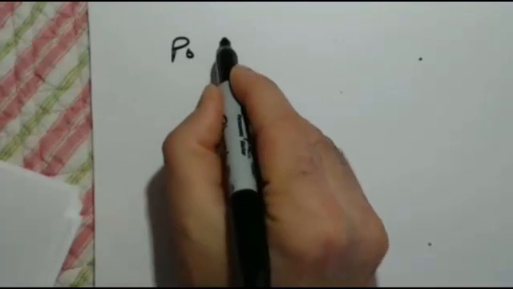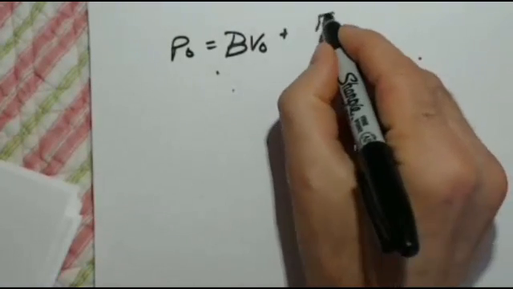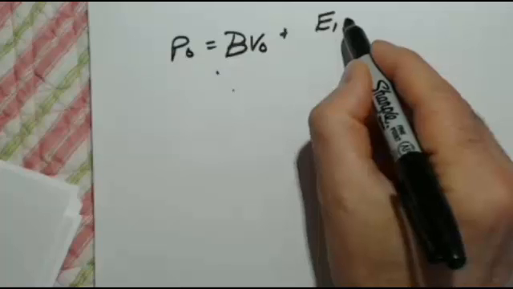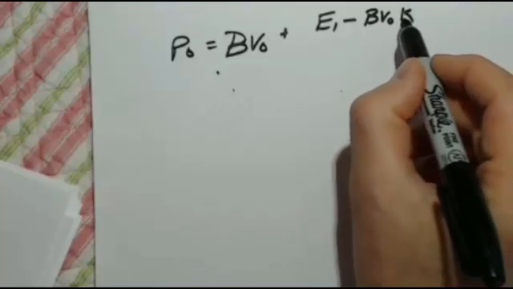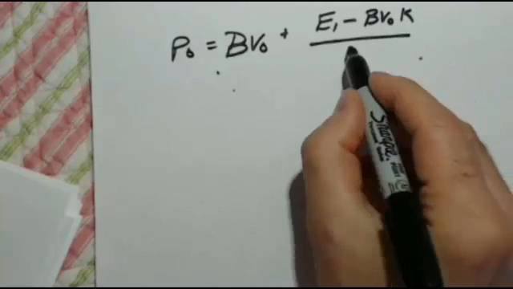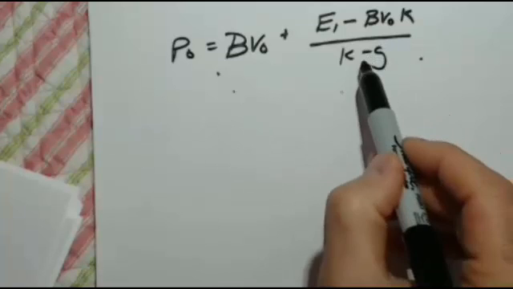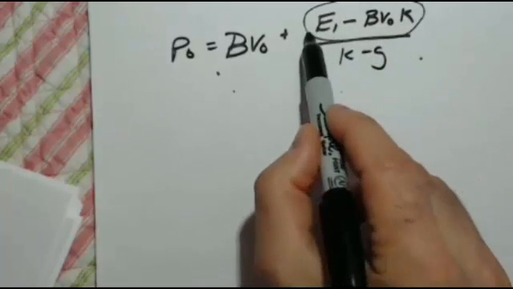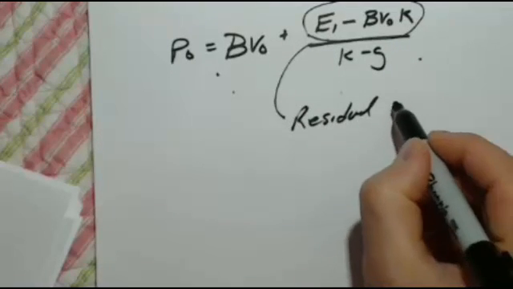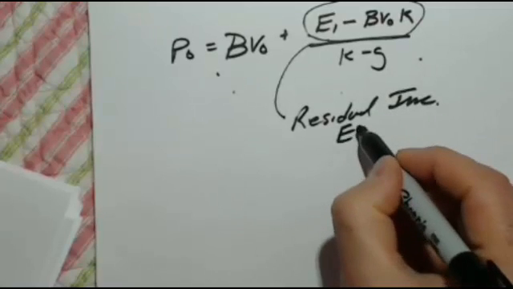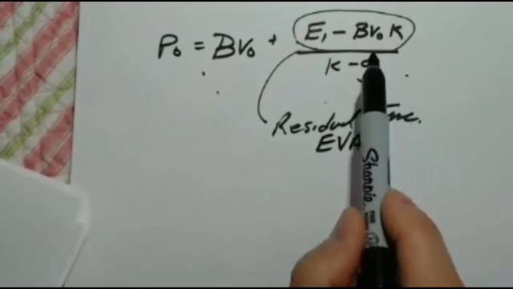So I got price equals assets in place that never grow, plus my earnings per share next period, minus what my shareholders require given the risk, this component, in terms of earnings, divided by K minus G. As soon as you see the K minus G, that means we're looking at a constant growth forever of this term. This term right here is called residual income, or sometimes economic value added. And it has an interesting interpretation.